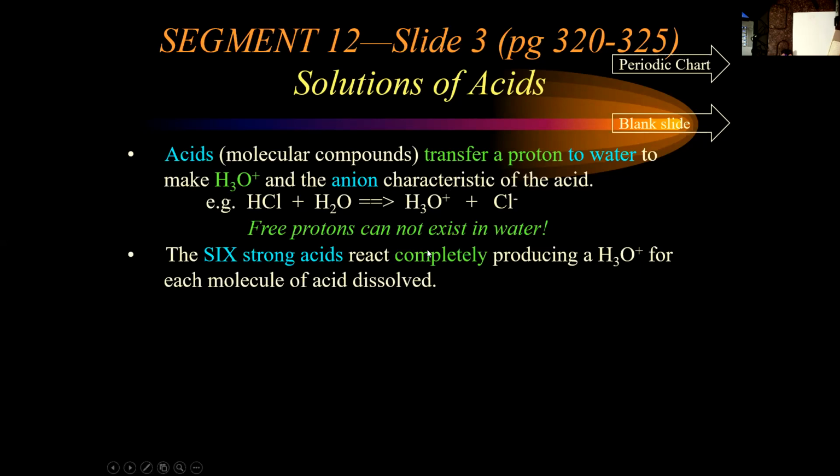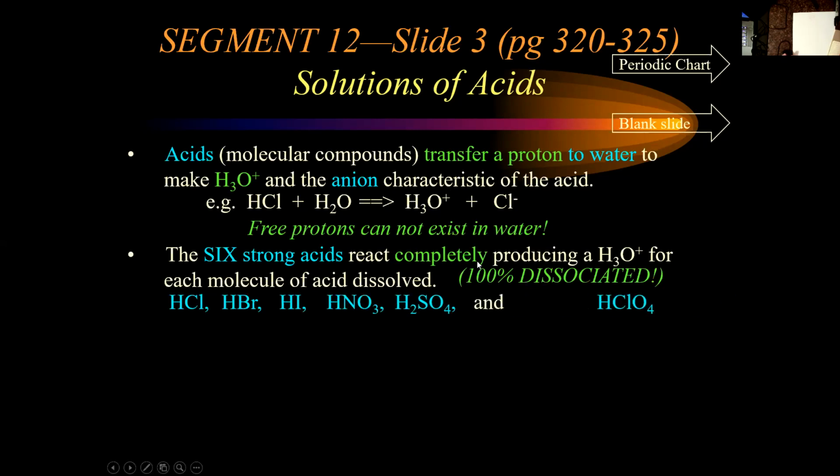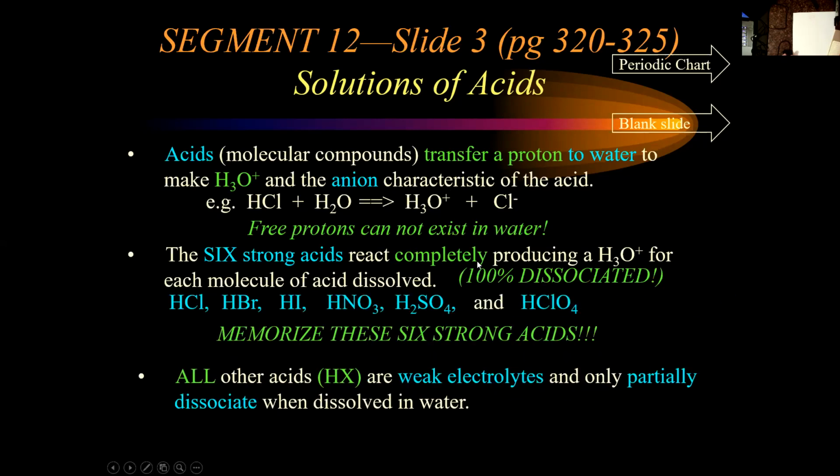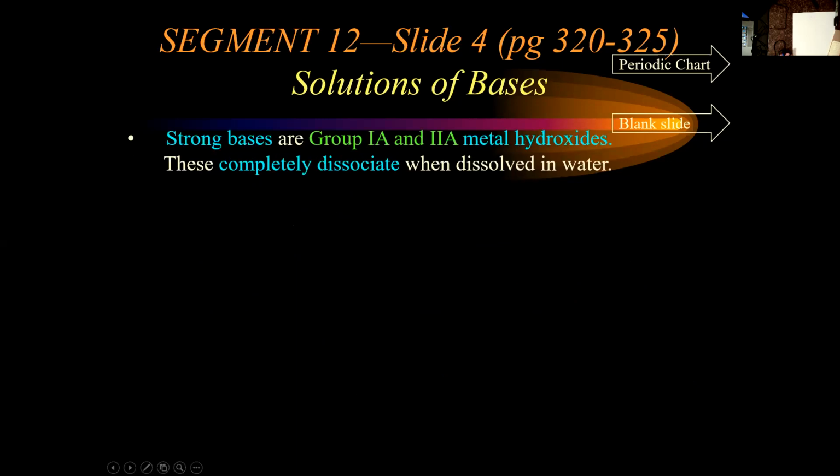Those are the 6 strong acids. We've talked about them already. You know what they are, and hopefully you've got them memorized already. Then all the other acids that are not in this list are weak electrolytes. Now, if hydrogen is the first component of a 2-element compound or with a polyatomic ion, then it's certainly an acid. And if it's one of these ions, it's a strong acid. If it's not, it's a weak acid. They only partially dissociate in water.